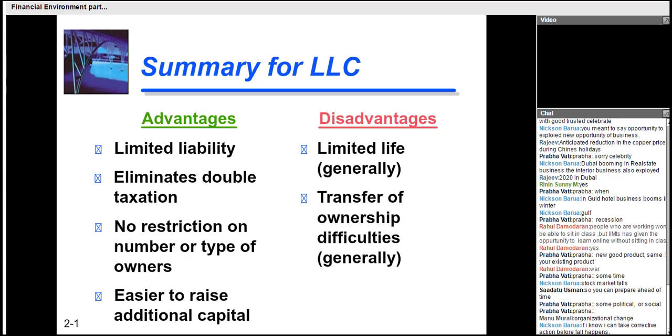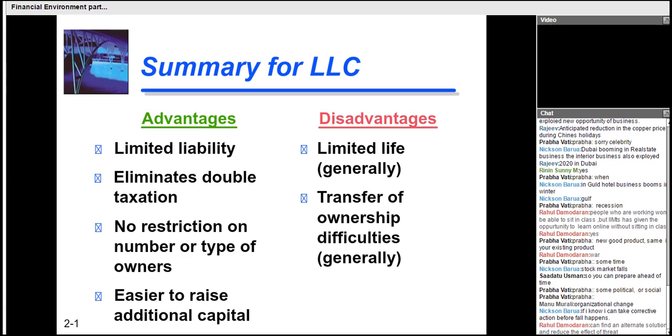Very good. If you know about your threats, then you can take some measures to avoid them or to have fewer losses. You can find an alternative solution and reduce the effect of threats. That's true. All of you came up with the right answers. So this is very important.